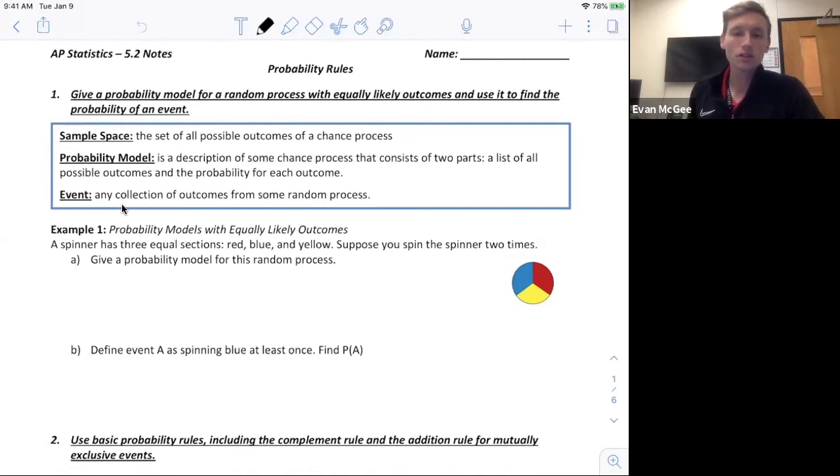So let's look at our first example. A spinner has three equal sections: red, blue, and yellow. Suppose you spin the spinner twice. Give a probability model for this random process. So here's what I mean by a spinner. It's got the spinner in the middle and there are the three equal sections. The probability model requires me to list the sample space. So I'll list out all possible outcomes from this spinner if I spin it twice.